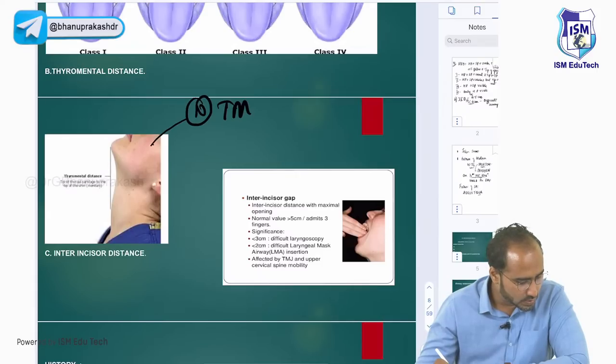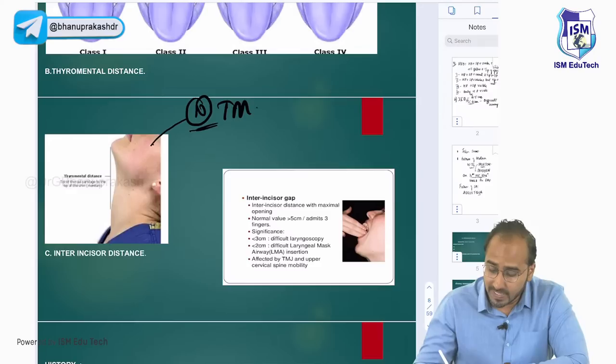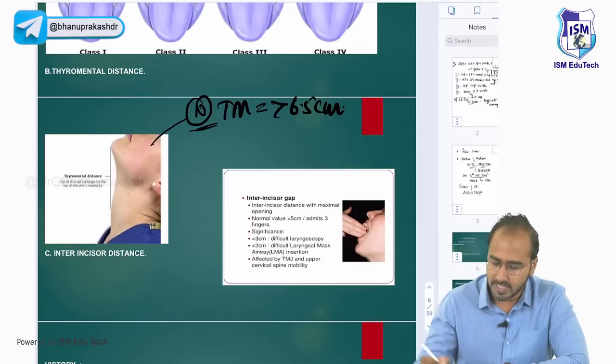When it's less, we have to go for laryngoscopy. No, I'll come to it. Normal thyromental distance should be how much, guys? It should be more than 6.5 centimeters.